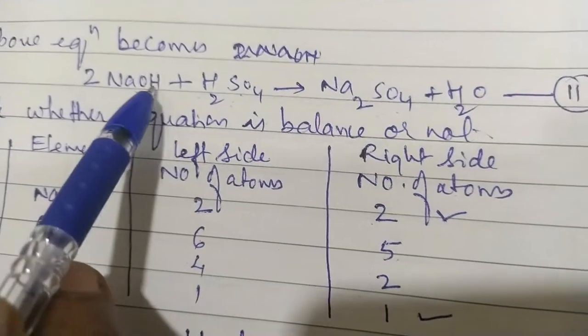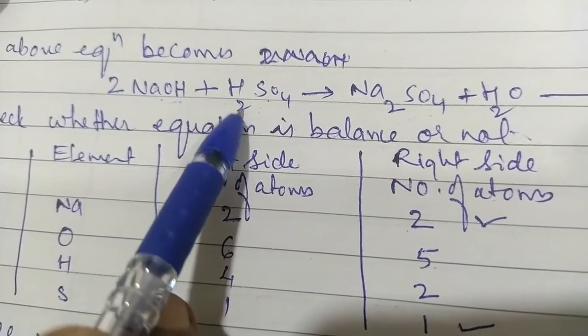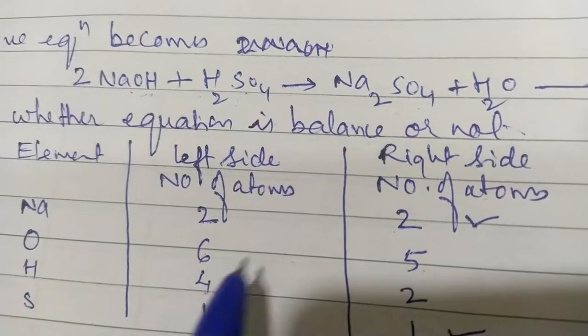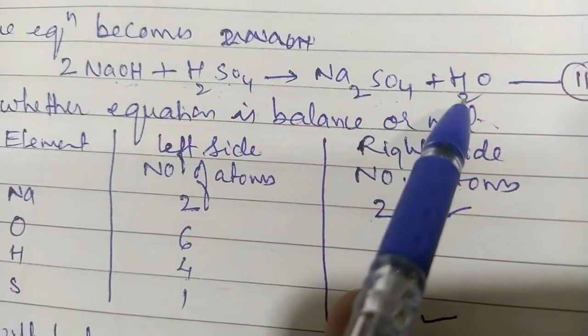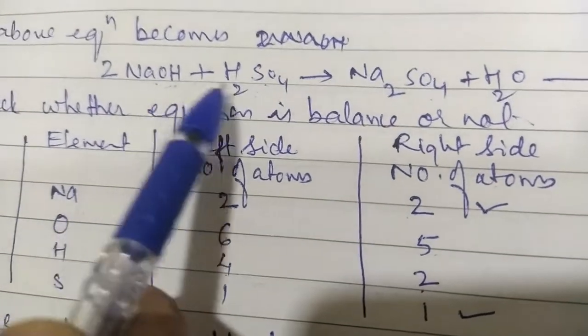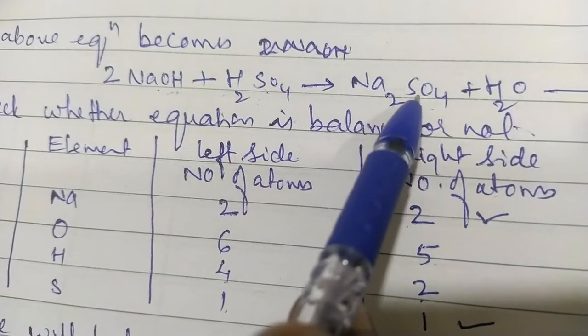Now what is the next one? Hydrogen atom. We will see the hydrogen, 2 hydrogen atoms here and here 2. Total 4 hydrogen atoms. Here I have written here. Now on the right side how many hydrogen atoms are there? Here 2 only. Okay, H2. So I will write here. Now sulfur 1 is there. So I have written 1. Okay. On the right side 1 is there.